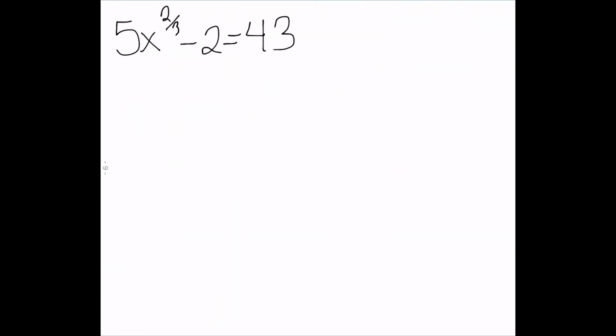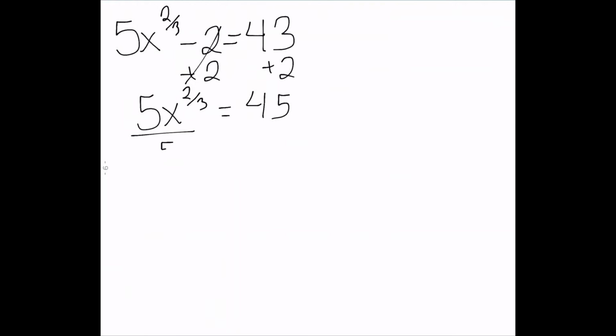For our final one, I have one with fractional exponents. However, we can deal with this very, very similarly. We can start by adding 2 to both sides. That gives me 5x to the 2/3 equal to 45. Divide both sides by 5. And I get x to the 2/3 equal to 9. Well, in order to get rid of the third part, let's try raising both sides to the third power.